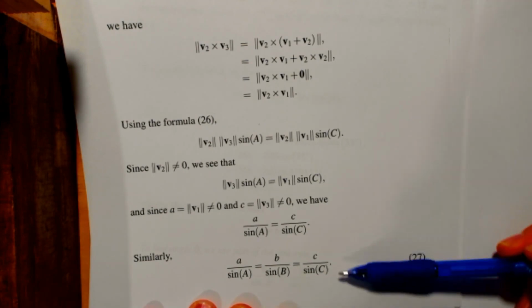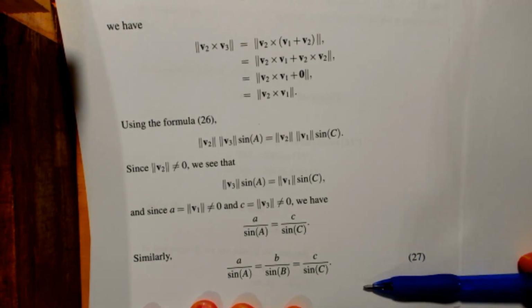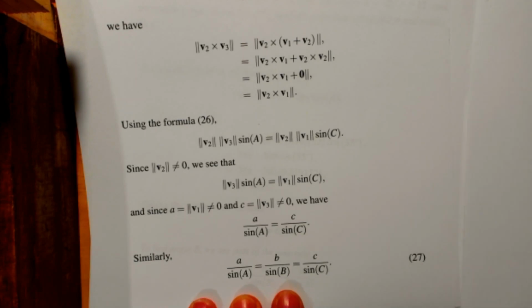And so similarly, we can extend this to the following identity in equation 27. A over sine A is B over sine B, which is C over sine C.